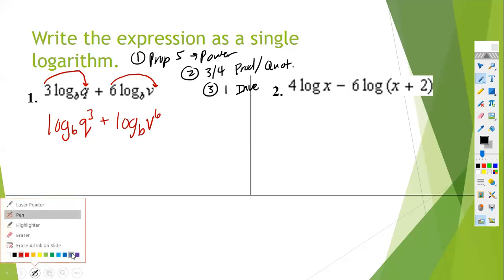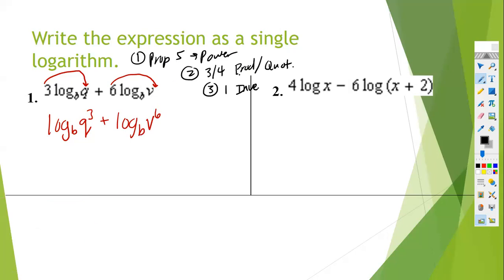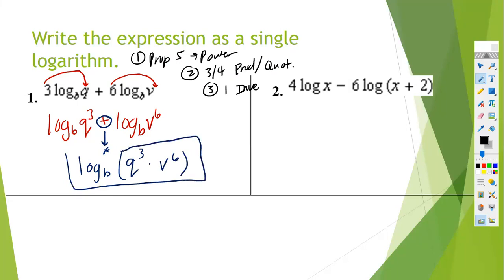Okay. So after you did property 5, you're now going to check, are you using product or quotient? Well, it's plus, so we're using product. So we're going to end up multiplying. So to condense, I'm going to multiply same base, log base B, and I'm multiplying Q to the 3rd times V to the 6th. And that is me condensing down to 1 log, because they have the same base.